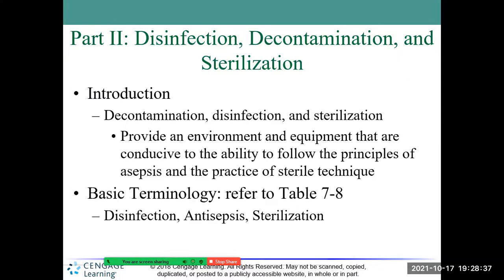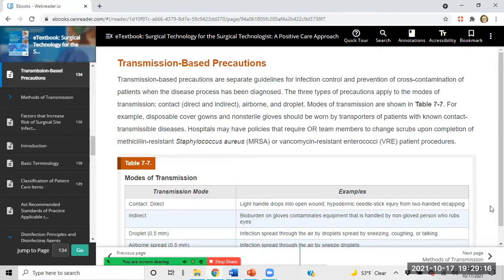Okay, so we're going to talk about decontamination, disinfection, and sterilization. All of these are occurring because you're trying to provide an environment that is safe for the patient, allowing patients to come into the OR and have the peace of mind of getting this procedure done and not leaving with something left behind from a previous case. And you're doing that for the next patient as well. So we're looking at reducing that at all costs.